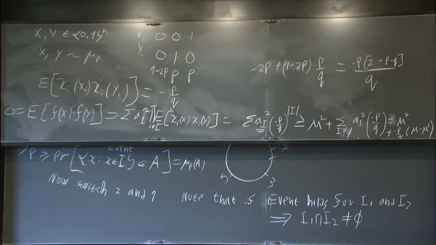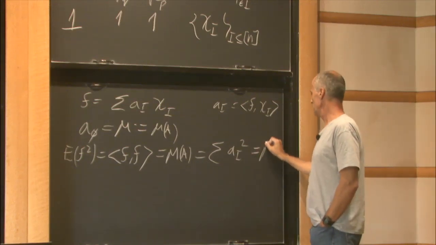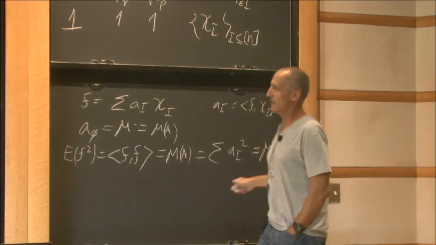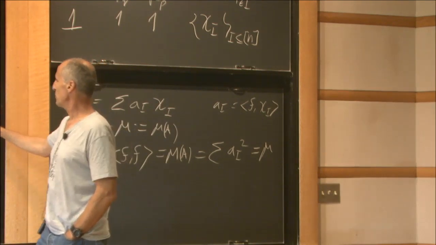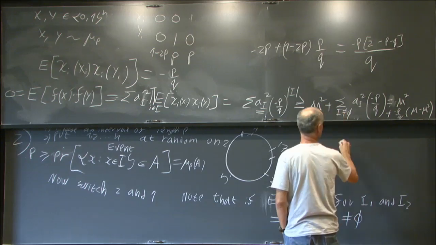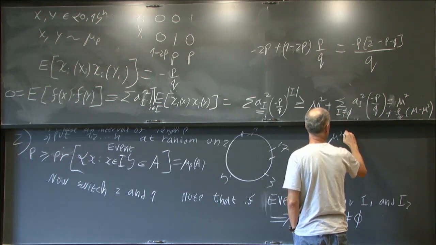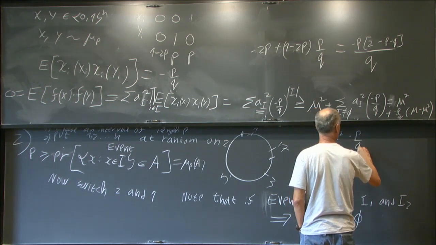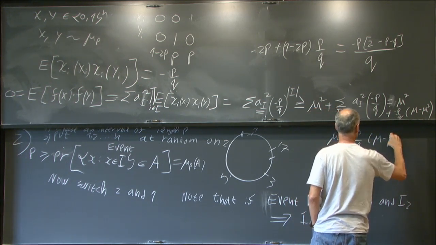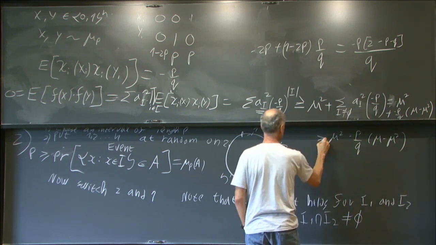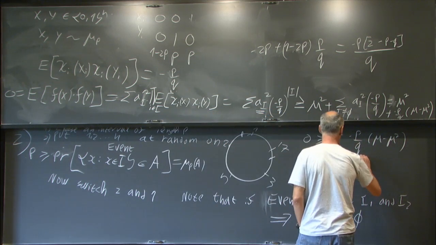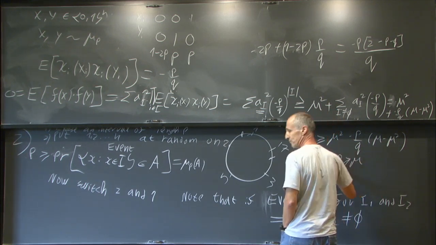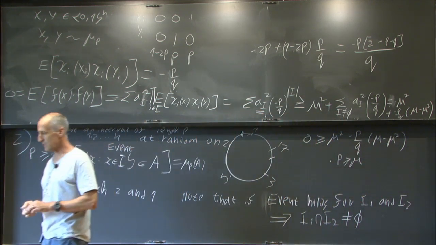Because the sum of all the squares is mu. And if I remove this coefficient, I remove a mu squared. So the bottom line is that mu squared minus p over q times mu minus mu squared is less or equal to 0. And this just comes out to be mu is less or equal to p.